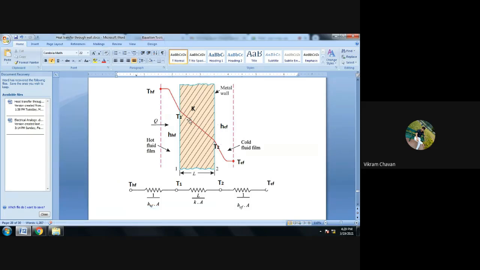Okay, so if you want to draw the circuit diagram for this particular geometry, then it will be represented as it is. Okay, so initial temperature for the hot fluid is T suffix HF. Now heat is transferring from this particular hot fluid to the wall surface, then that will be the convection mode of heat transfer, and the resistance for the convection mode will be represented as 1 divided by H suffix HF multiplied by area. Okay, that we have discussed in the convection only. How to determine the resistance of a convection by using the simple Newton's law of cooling, we can determine that.